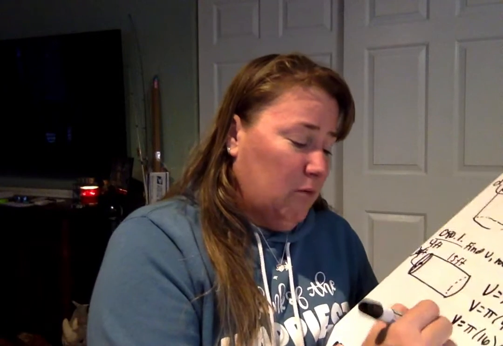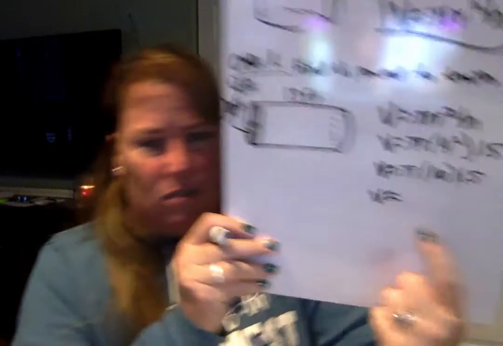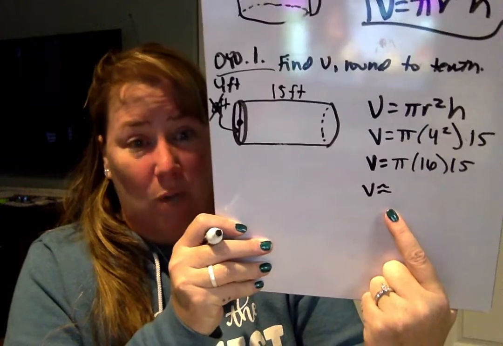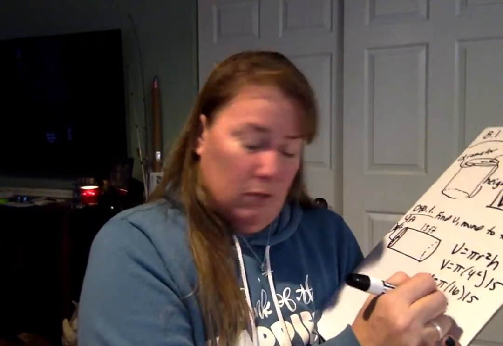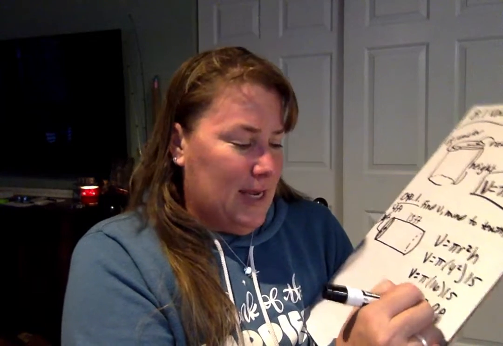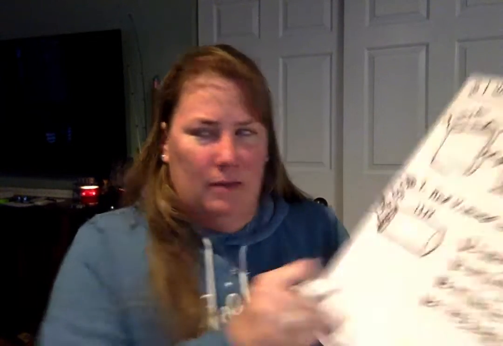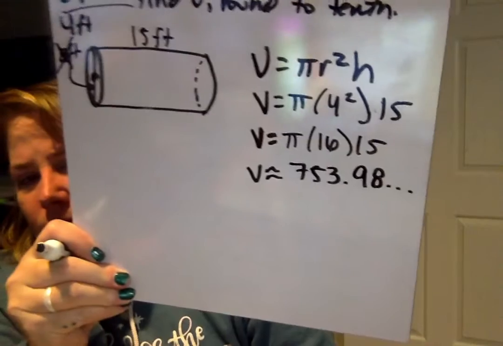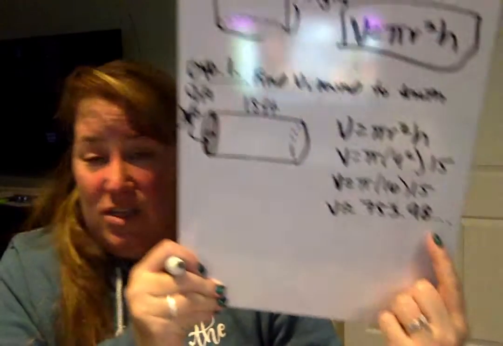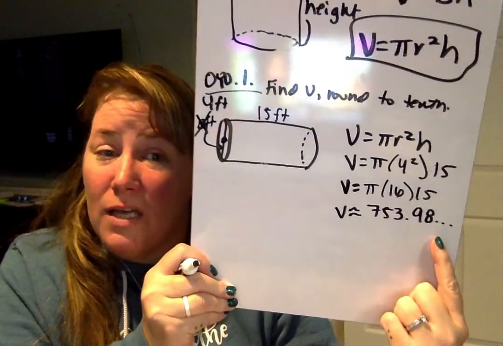753, blah, blah, blah. But we want to the nearest tenth. So now is where we go. Pi is approximate to, approximate. You have to switch that. 753.98, blah, blah, blah. Yes, you have to do the blah, blah, blahs.